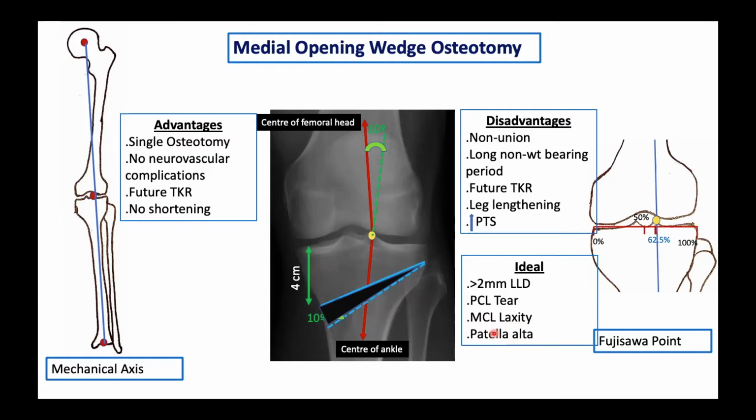But if the patient is a smoker, if he's obese or he's been taking steroids, which make the patient more vulnerable to non-union, this may not be ideal. We should think of some other modes of osteotomies.